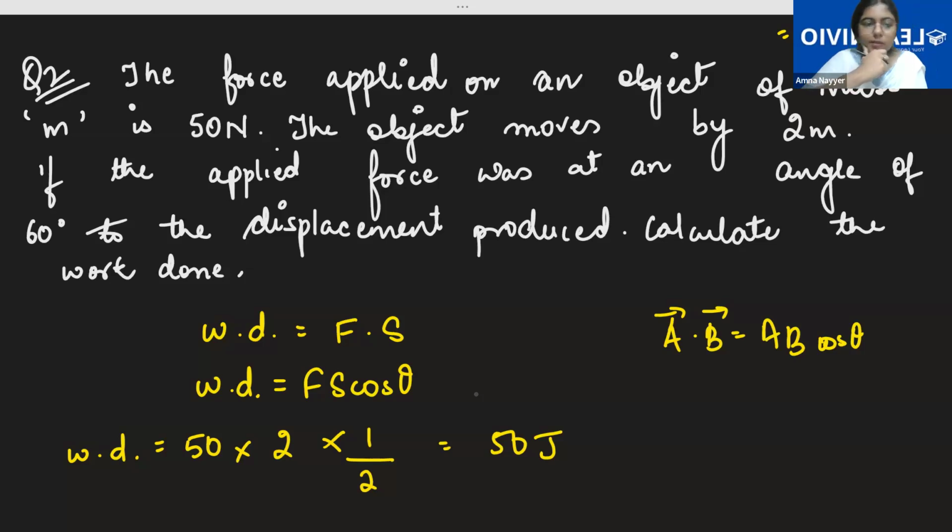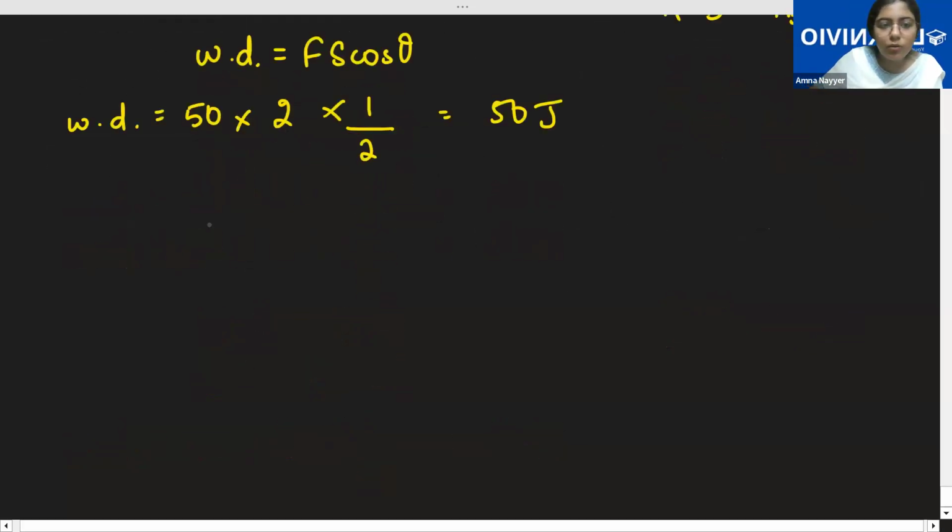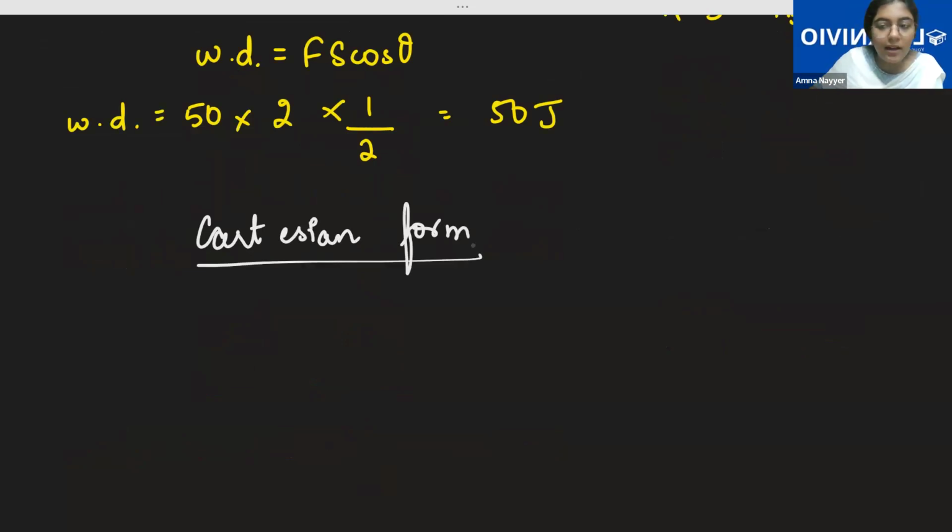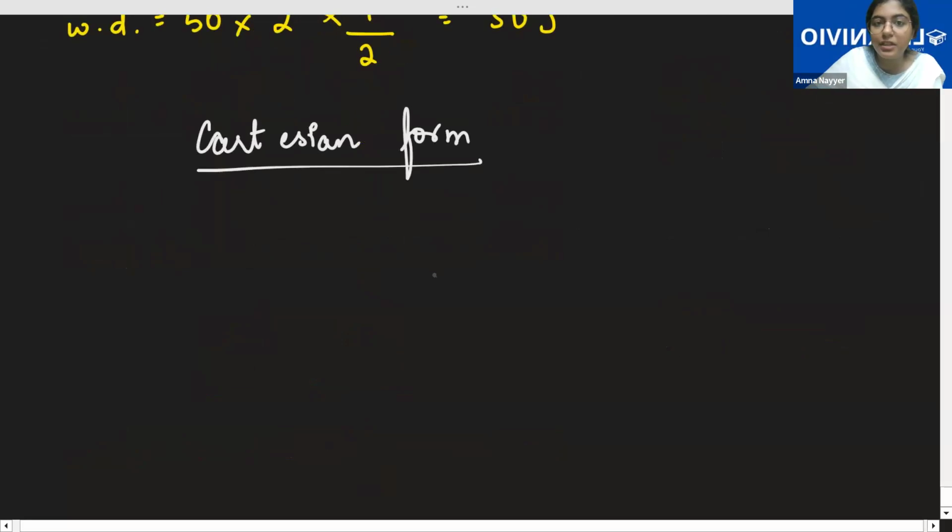All right. So this was in polar form. Now, how do we use the dot product in the Cartesian form? Cartesian form, I already discussed with you. That means it is i cap, j cap, k cap. It's written in terms of this.